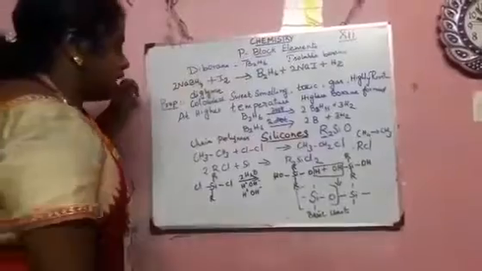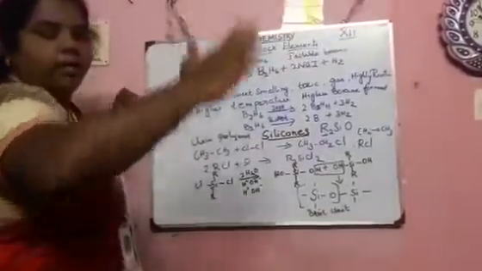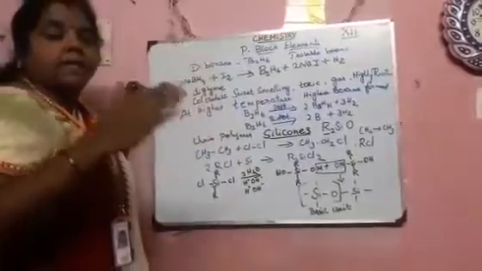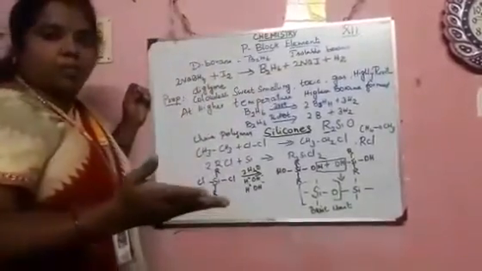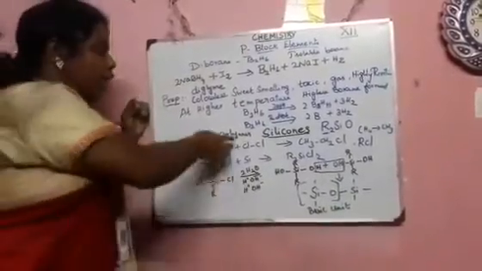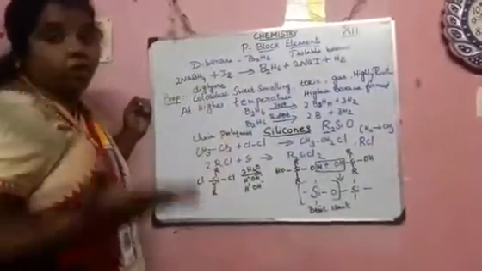Silicone is nothing else but a chain polymer. Chain means it is a combination of a number of atoms. Polymer means it has many units. Mono means single, di means double, tri means triple. Poly means a number of units are there.